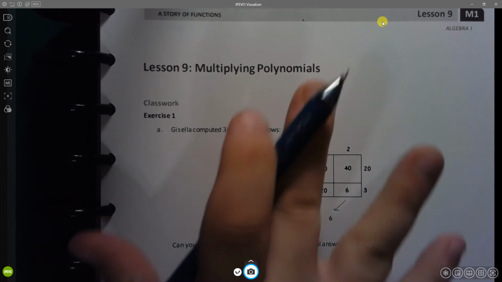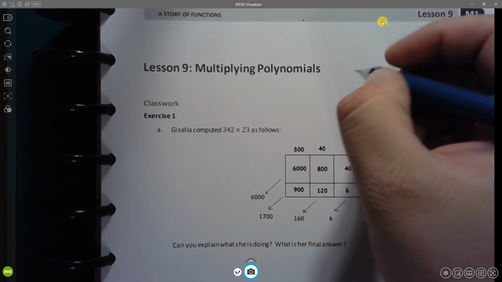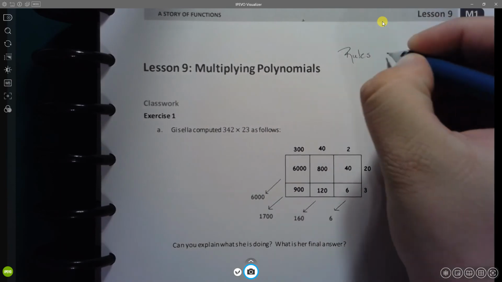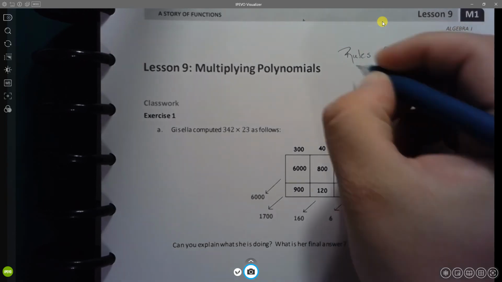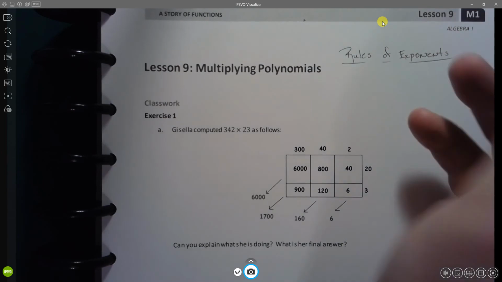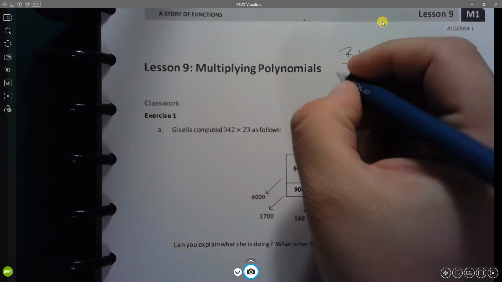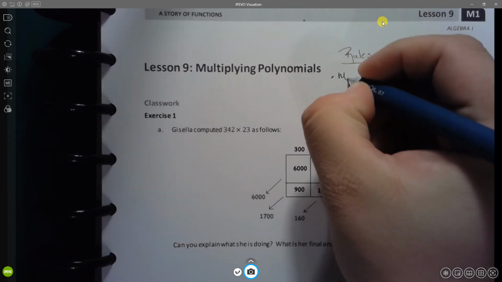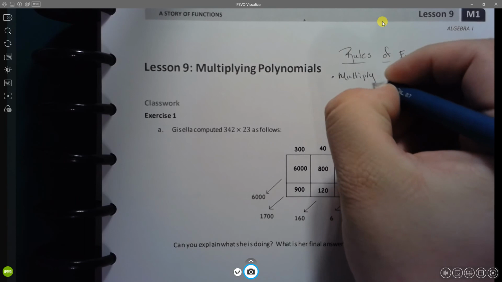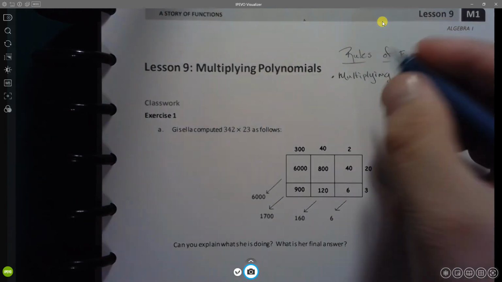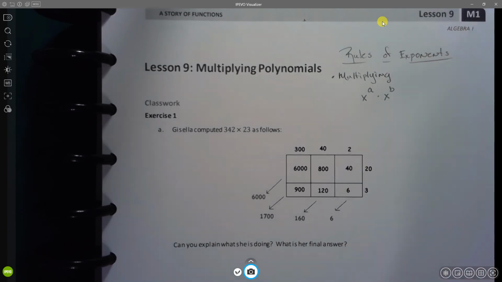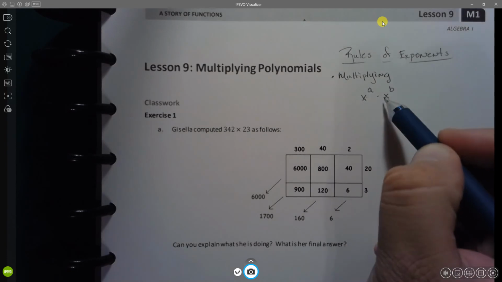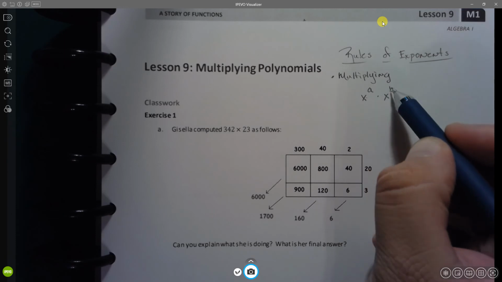Before we even look at this, I wanted to remind you guys about the rules of exponents. The rules of exponents are very important when we are working with multiplying polynomials. In this case, all I want you to pay attention to is the multiplication version right now. When we're multiplying exponents, like x to the a power times x to the b power, we have the exact same base, so that looks good. We just have two different values of exponents.